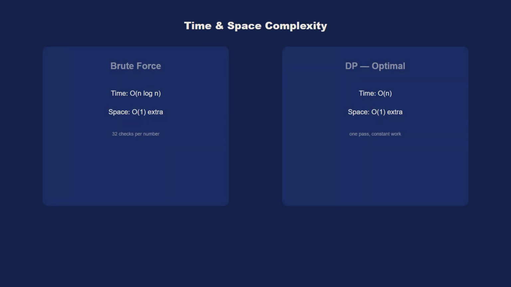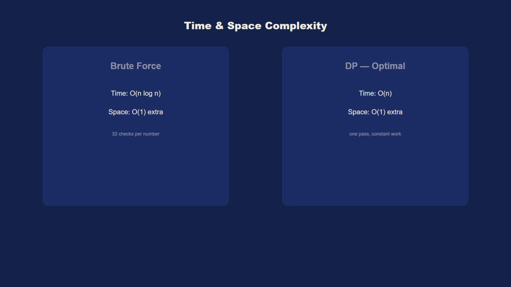Time complexity is O of n. 1 pass, constant work per step. Space is O of n for the dp array. Compare that to brute force at O of n log n, checking 32 bits per number. The dp version is strictly faster and strictly simpler.